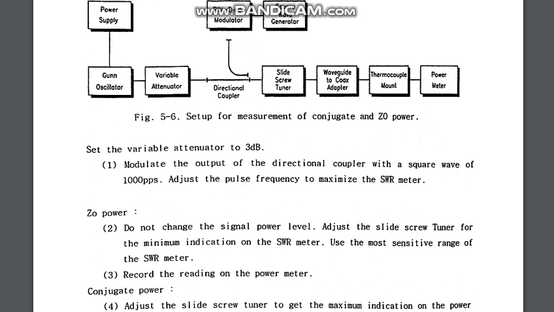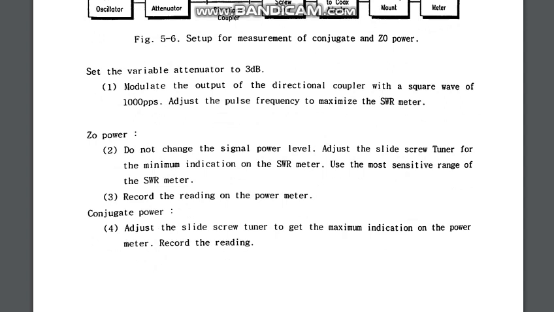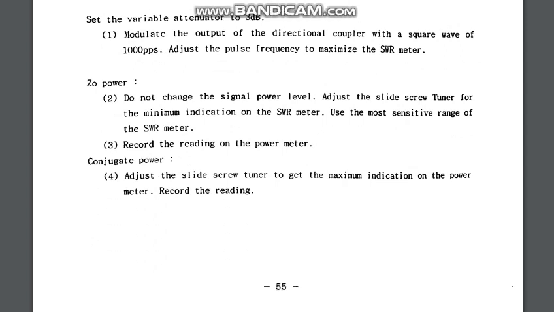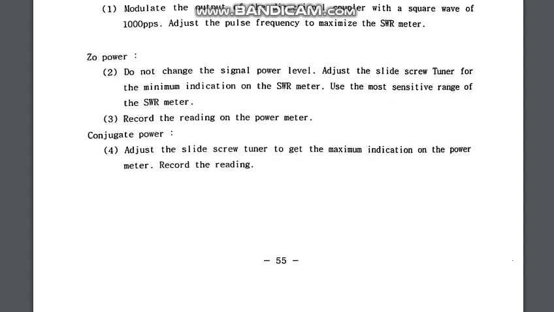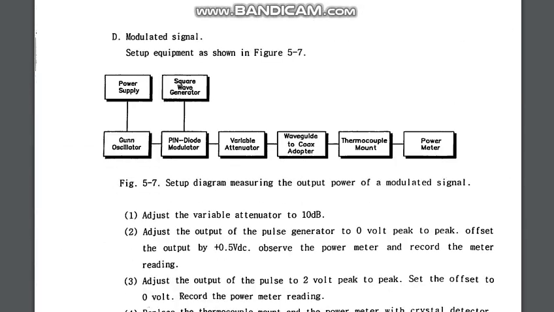Set the variable attenuator to 3 decibel. Modulate the output of the directional coupler with a square wave of 1000 pps. Adjust the pulse frequency to maximize the SWR meter, Z naught power. Do not change the signal power level. Adjust the slide screw tuner for the maximum indication on the SWR meter. Use the most sensitive range of the SWR meter. Record the reading on the power meter. For conjugate power, adjust the slide screw tuner to get the maximum indication on the power meter, and record the reading. That is the setup equipment.